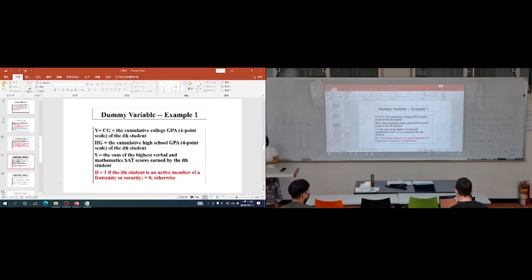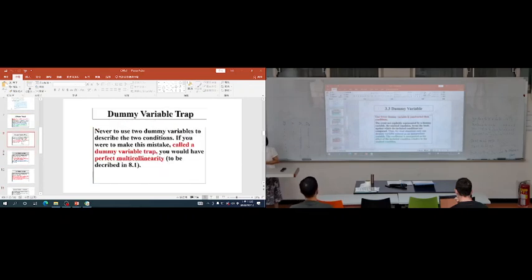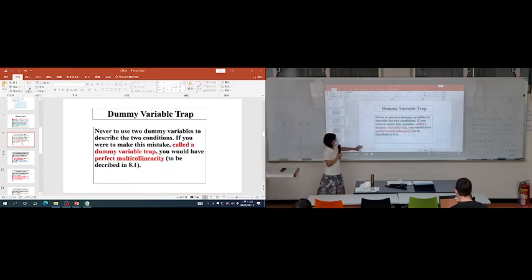Anything else? Oh, this is another example. I think let's just start here for a while. I think I need to say this one. What do we mean by dummy variable trap? Remember this: never use 2 dummy variables to describe 2 conditions. Only 1 dummy variable is required for 2 conditions, right?